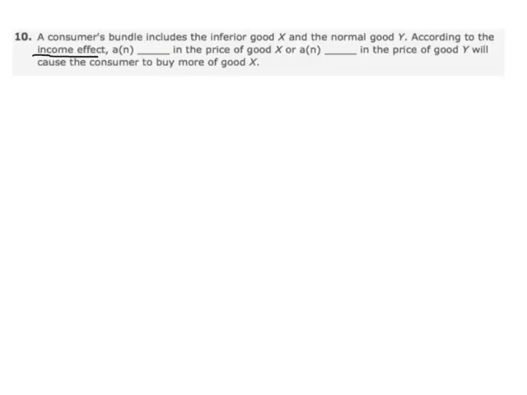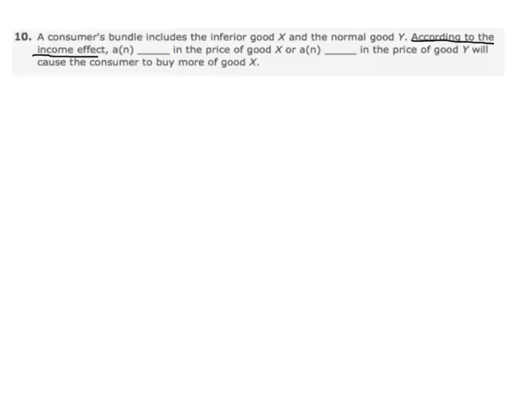A blank in the price of good X or a blank in the price of good Y will cause the consumer to buy more of good X. And again, according to the income effect. So the substitution effect would always have the person buying more of good X when the price of good X decreased, and more of good X when the price of Y increased. But the income effect is what we're talking about.